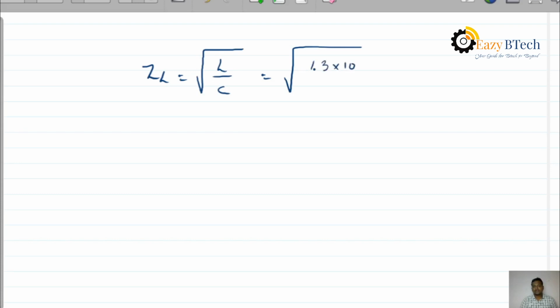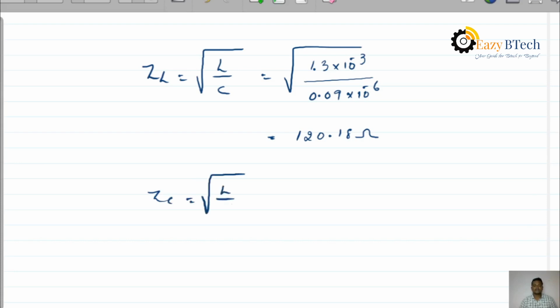First we have to calculate the surge impedance of the line. The surge impedance of the line is the square root of L by C, with the transmission line inductance and capacitance. That is 1.3 into 10 power minus 3 henry divided by 0.09 into 10 power minus 6 farad. We get 120.18 ohm.